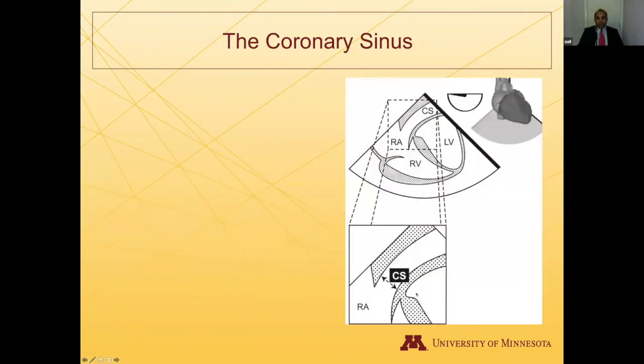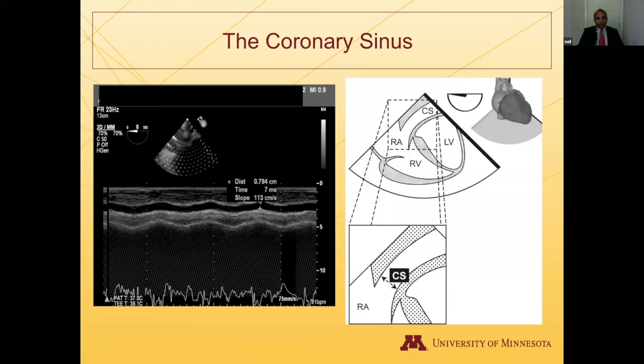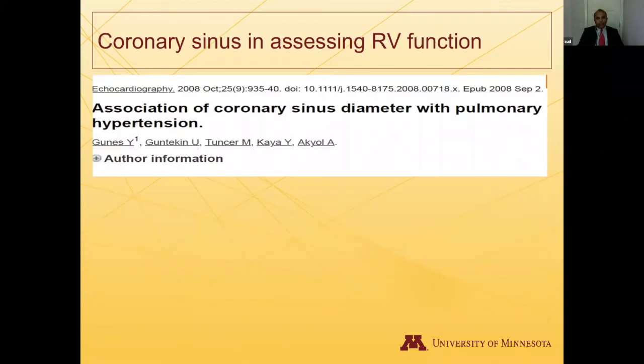The coronary sinus. This is something we usually see when we have to place a coronary sinus catheter for delivering cardioplegia. Why is this important here? The size of the coronary sinus has been related to RV function. There's an association of coronary sinus diameter with pulmonary hypertension. The bigger the coronary sinus, the worse the pulmonary hypertension.